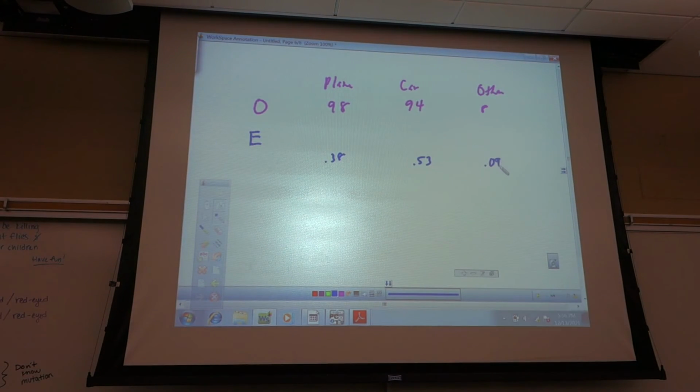So these are the percentages I expect, but I can't compare 98 to 0.38. That's not fair. I'm comparing the number of people I observed to the percent of people I expect. You should be comparing people to people. So, Michaela, how do I do this again? 200 times the percentage of each one of these. So this will be 78, 103, and 18. Good? All right. Great. Let's look at another one.